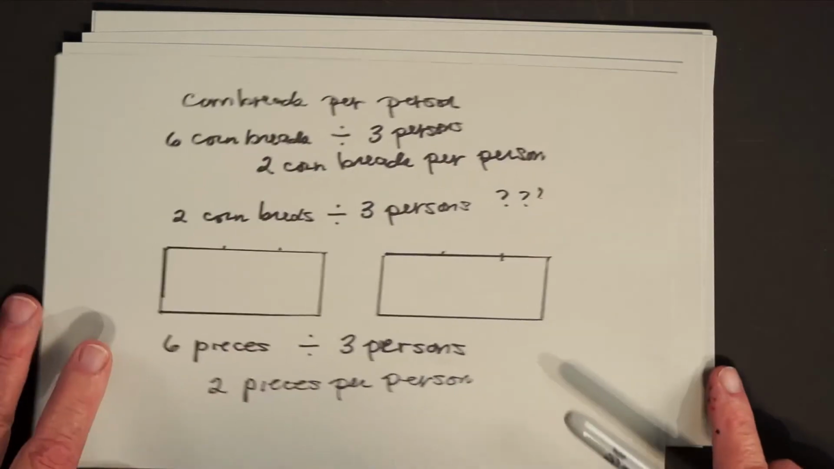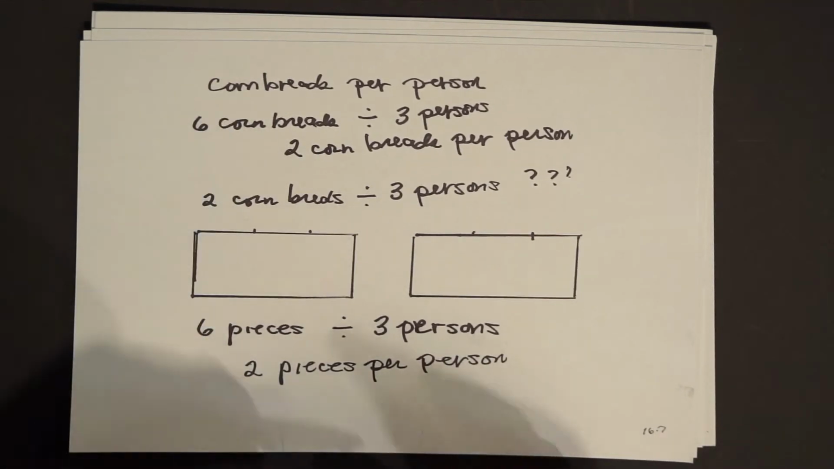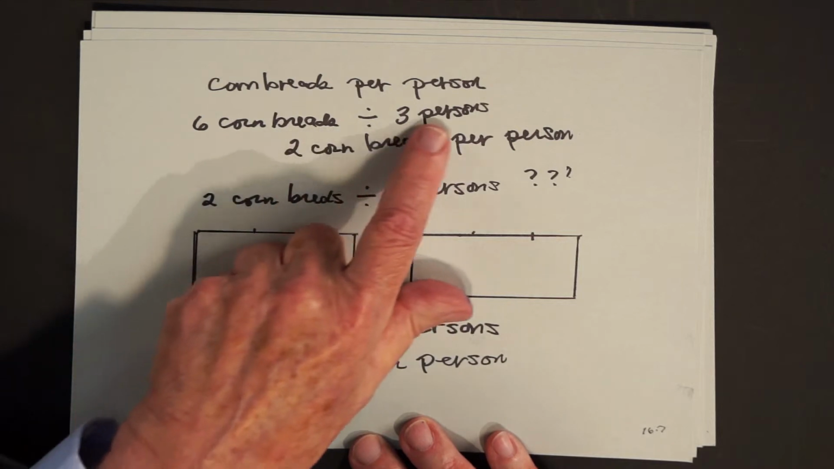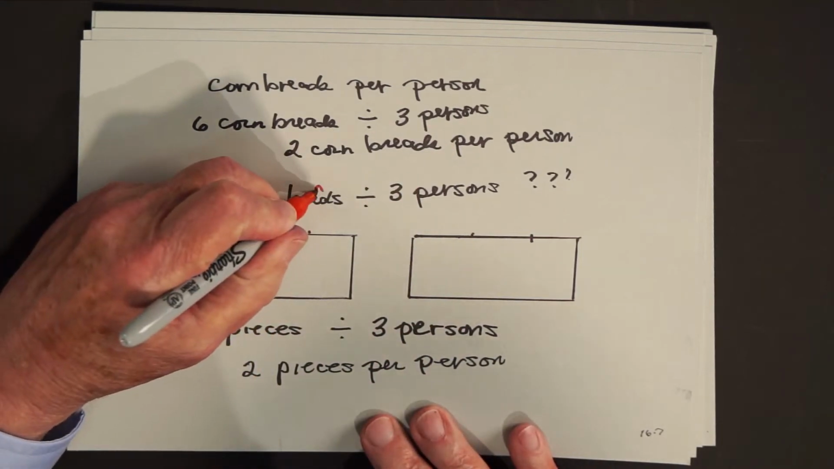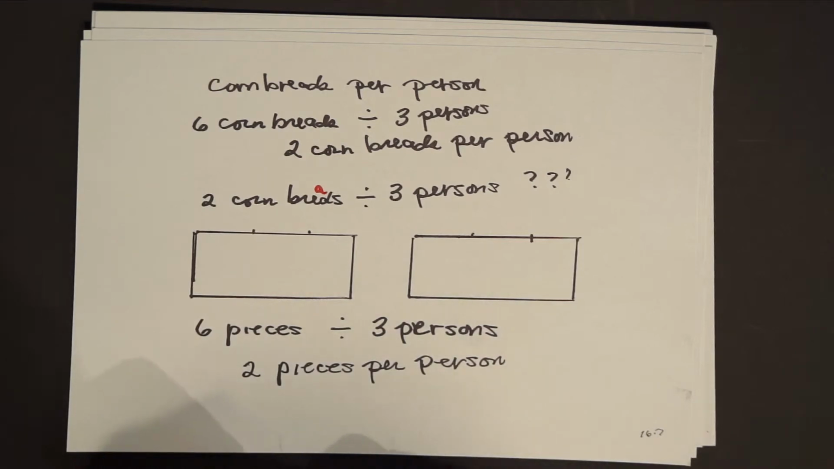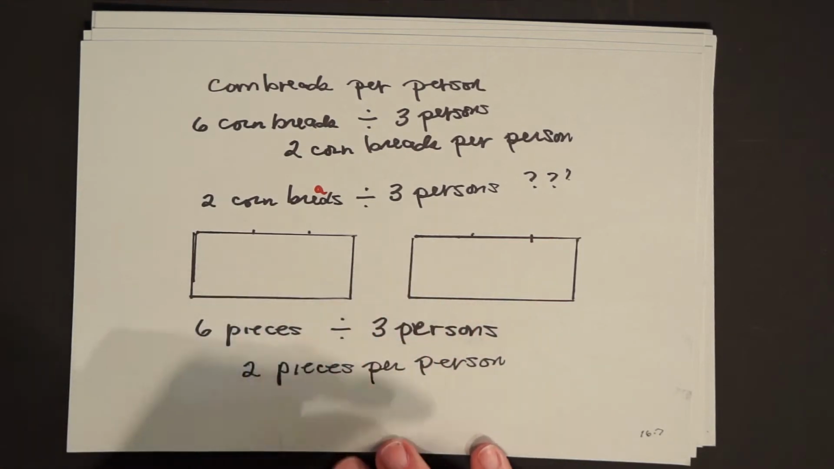So here's what happens. We just showed that if the noun is cornbreads, 6 cornbreads divided by 3 persons is 2 cornbreads per person. What if you had 2 cornbreads divided by 3 people? Well, obviously you can't give each person a whole cornbread, but can you divide the cornbread into 3 pieces of equal size? Yeah, sure.